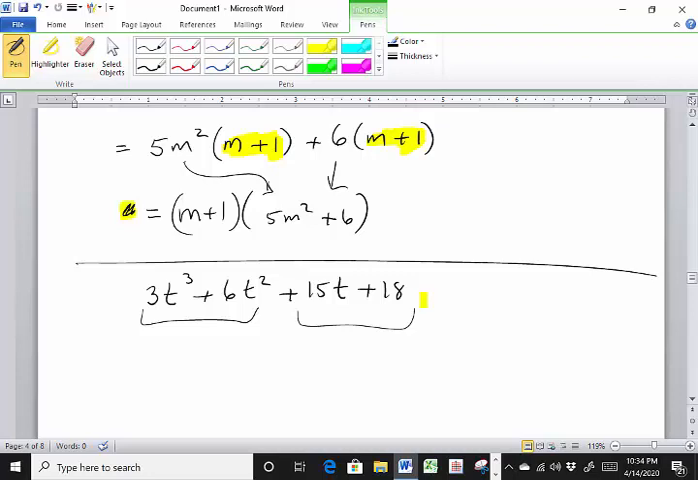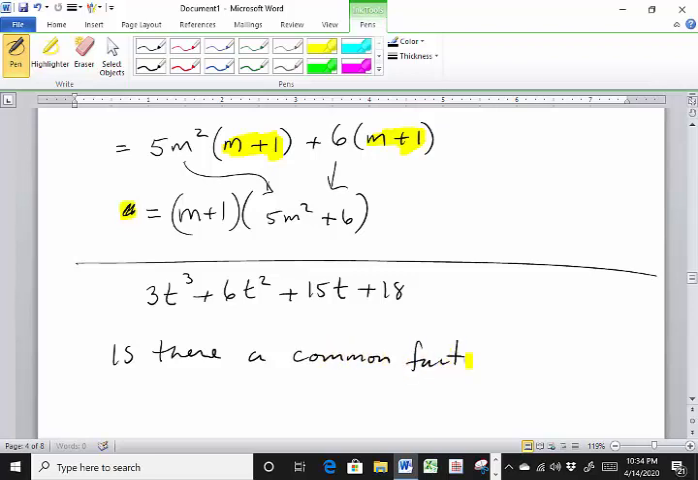Okay, so if you go back a few minutes here, what did I say? The first thing that you really want to check before you jump into any technique is go back to the most basic thing and ask yourself, is there a common factor? That's where you always want to start.